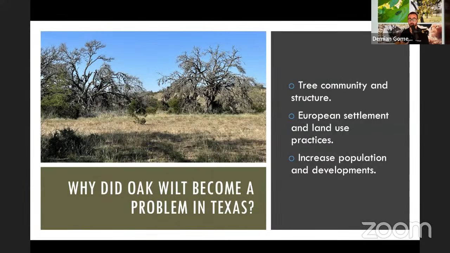We have tree community and structure. We have a dominance of live oaks and red oaks across the landscape, and that's very important. And we also have the past influence of European settlement and land use practices. We have fire suppression. We have overgrazing. We have selectively removed all non-oak species. So all of those things definitely play a role in what we're seeing in Texas as well.